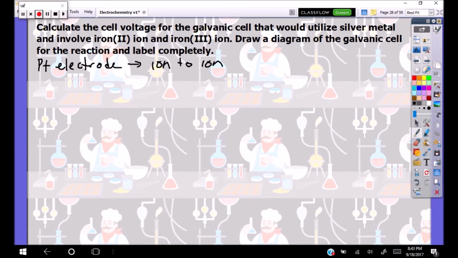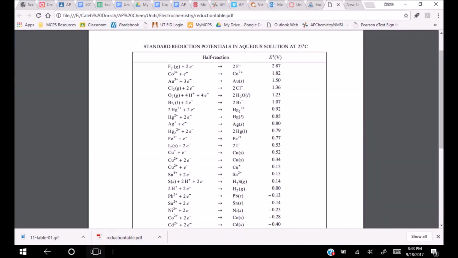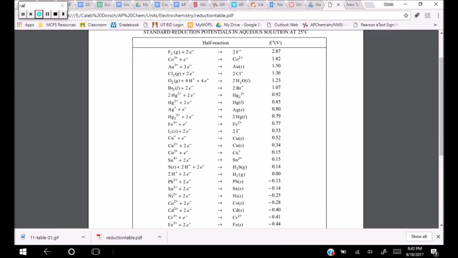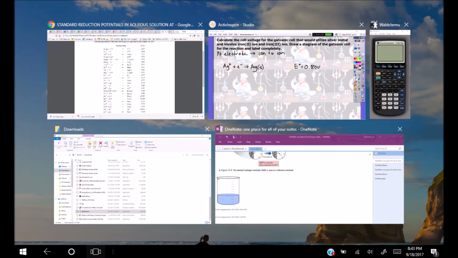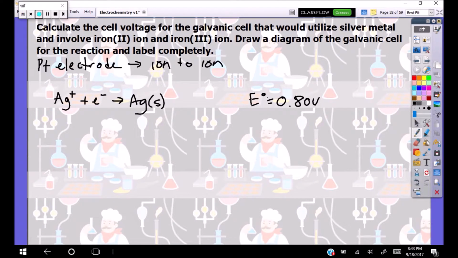So we've got Ag plus an electron, and we get Ag solid, and our reduction potential is 0.80 volts. And then the other one, if we look, we have to find the iron that goes from Fe3 plus to 2 plus, which is actually right below it. That has a voltage of 0.77.